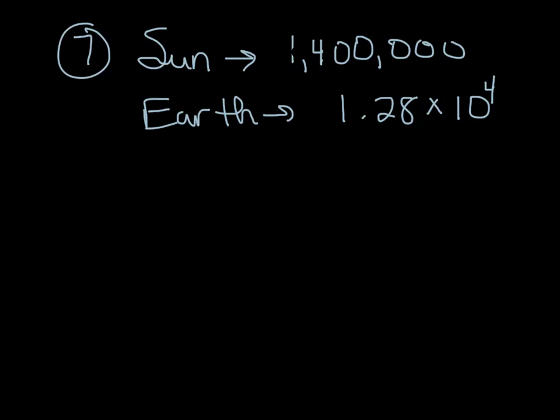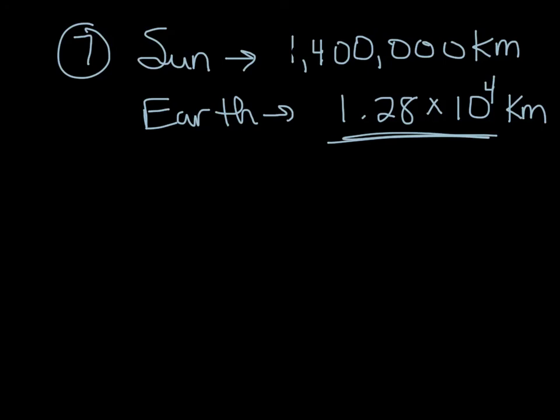The last example. The diameter of the sun is 1,400,000 kilometers. The diameter of the earth is 1.28 times 10 to the 4th kilometers. How many times greater is the diameter of the sun than the earth? So we have to divide. You have 2 options. If you just want to change the earth into a regular number and divide it, you can. Like you just take the decimal, move it 4 to the right, divide them, you can do that.